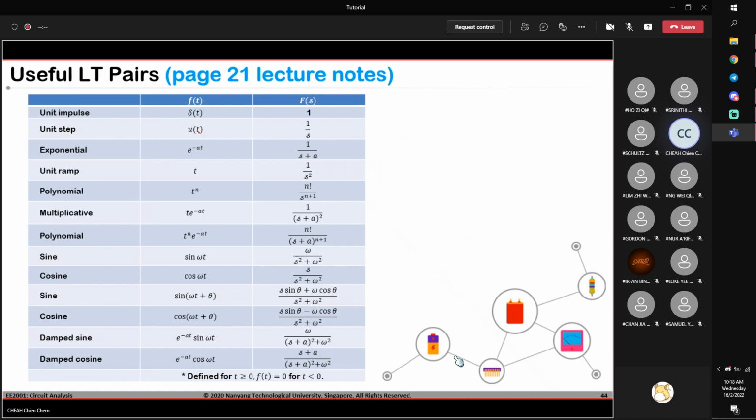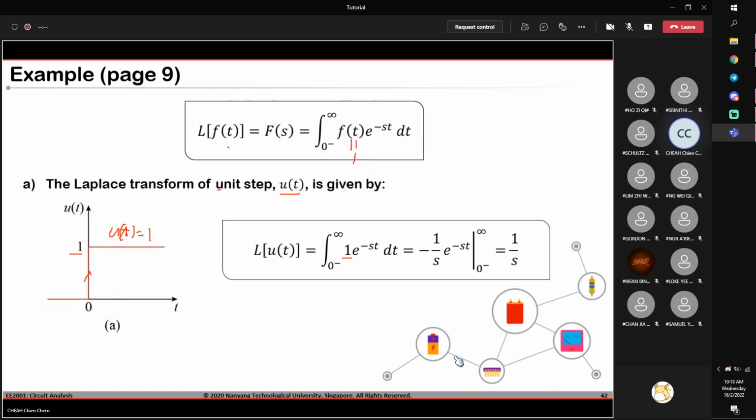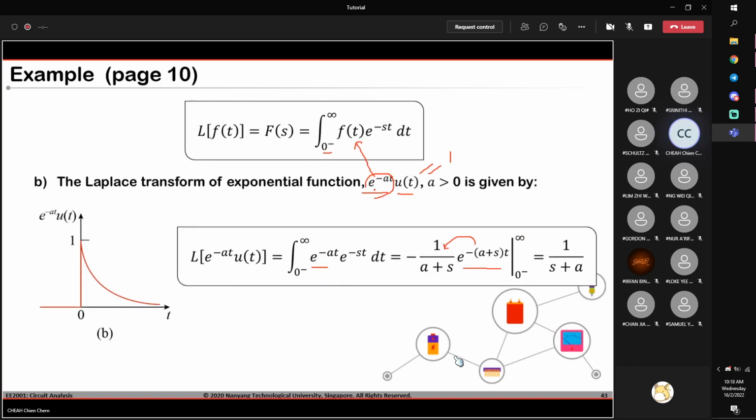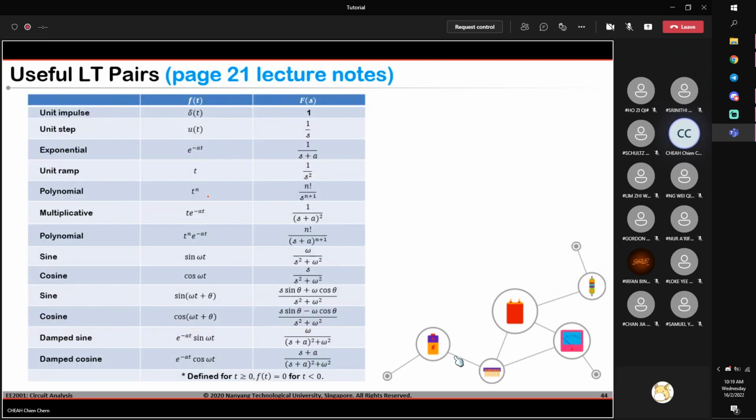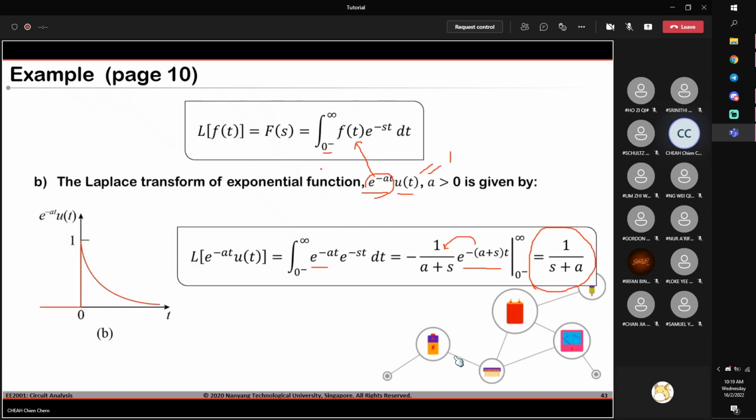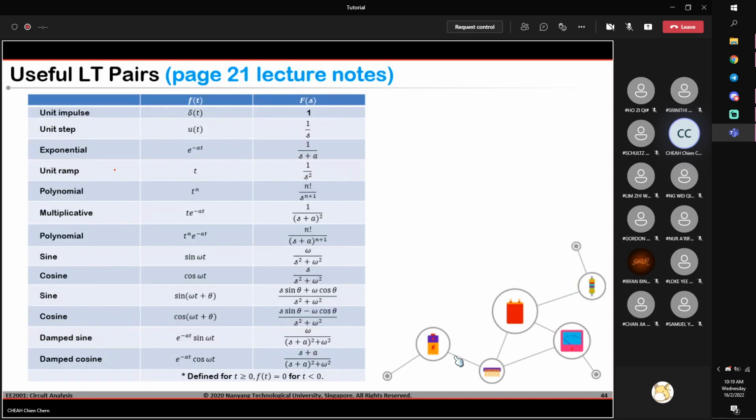Now, just now I've shown it to you. Somebody has done this already. The Laplace transformation of u(t) is 1 over s. The Laplace transformation of an exponential term is 1 over s plus a. So they have done a lot of other commonly used signals and put them into a table. Here we only need to know how to use it, but you should know that it was derived from the basic definitions of the Laplace transformation.